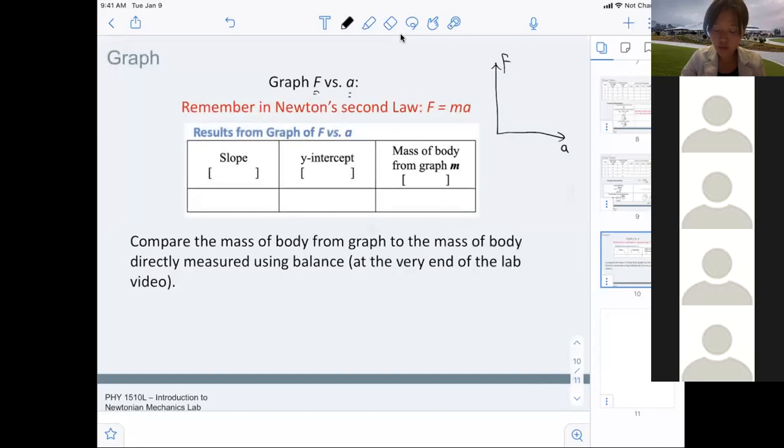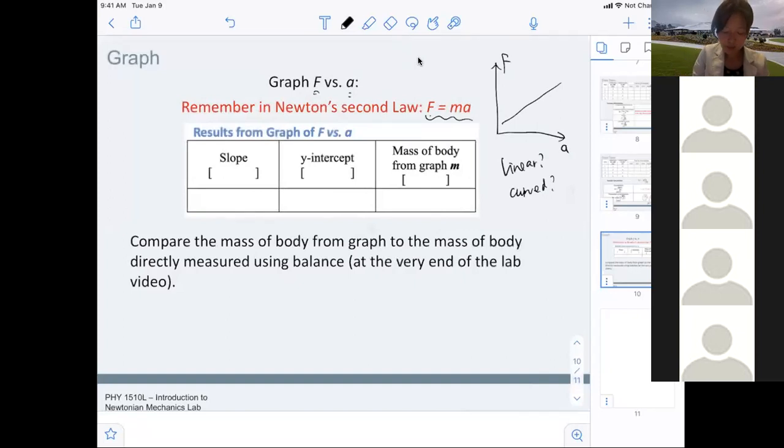Any predictions on what kind of graph I will get? Would I get a linear graph, or a curved graph, if it obeys Newton's second law? Linear, yes, because it is F equals ma. So what would the slope represent?